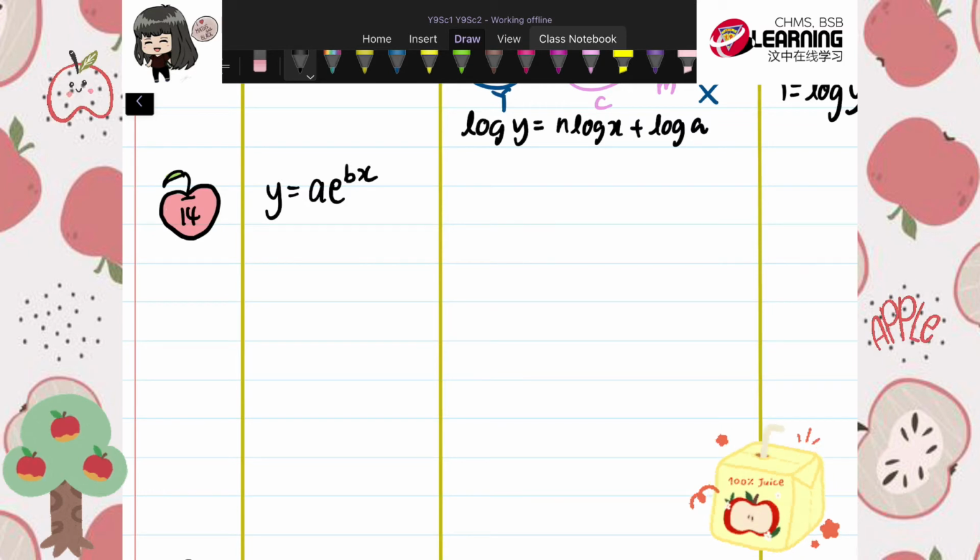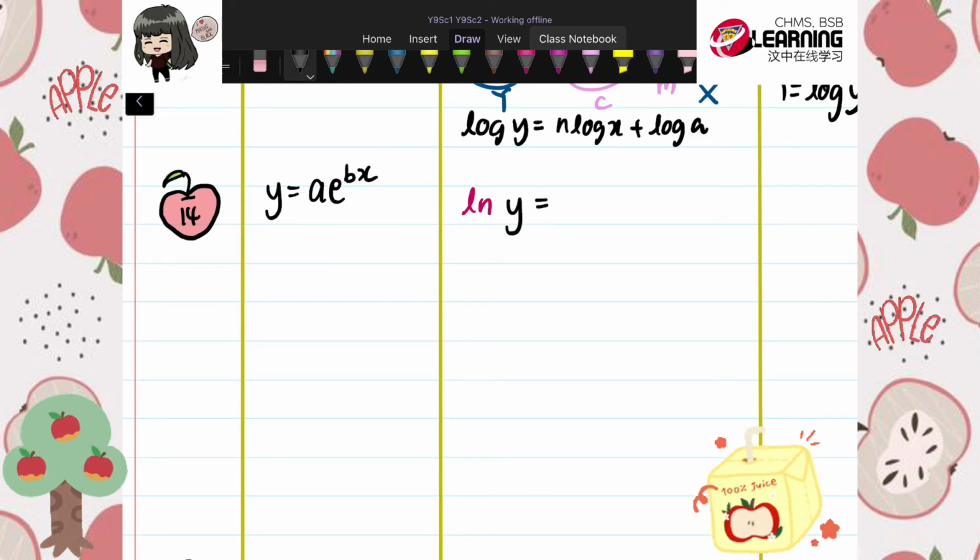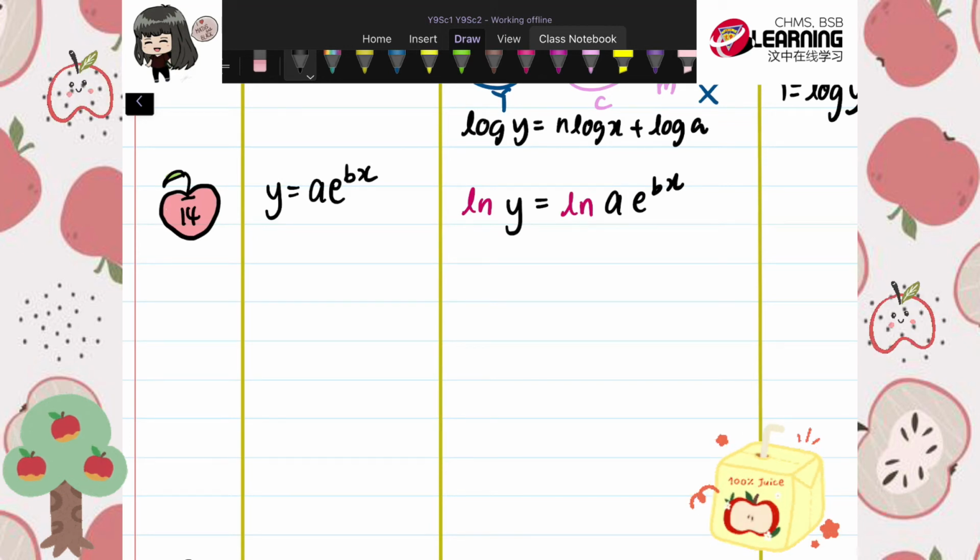So what I'm going to do here, since it involves exponential, is ln both sides. I give ln for both sides, so ln y equals ln a e^bx. Okay, so the law of log applies here. You apply the law of log here. So you separate this into ln a plus ln e^bx.